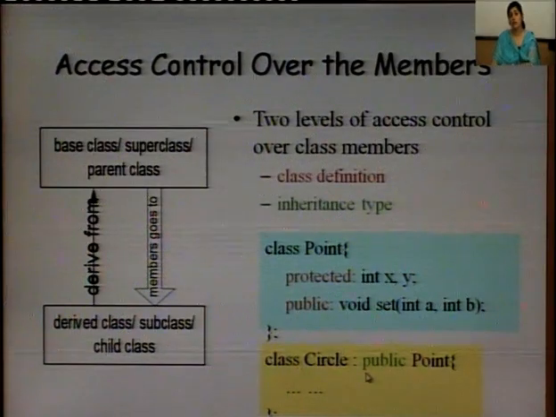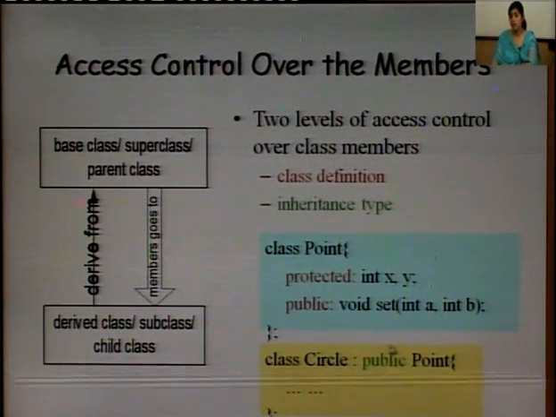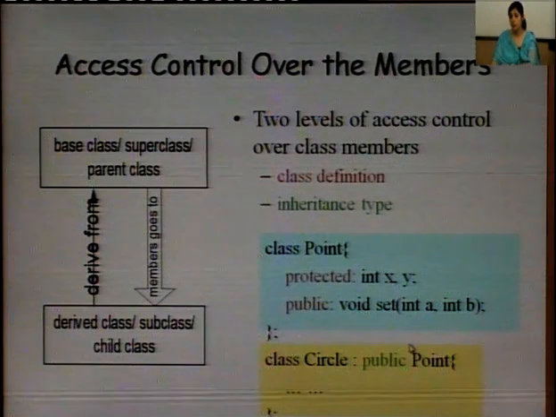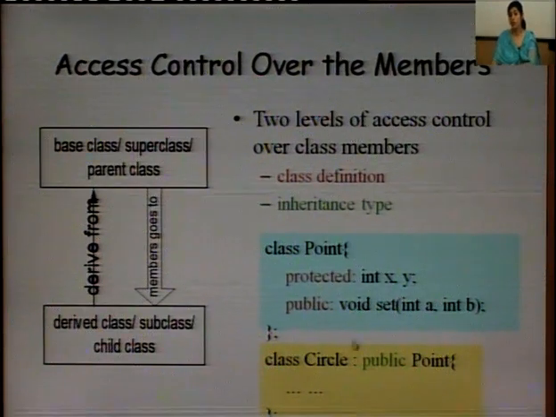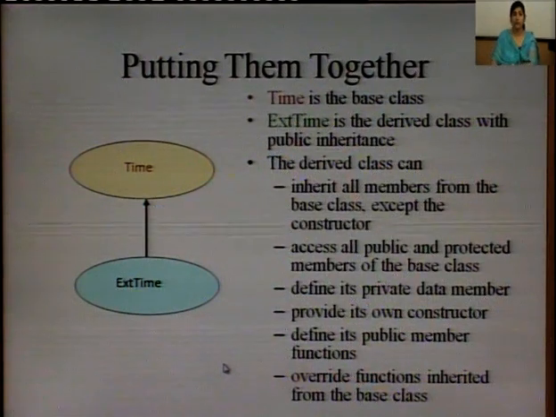in that derived class. Clear how access control is provided to the members in the derived classes with the help of this word, if it is private, if it is protected, or if it is public. Clear? Now, putting them together.